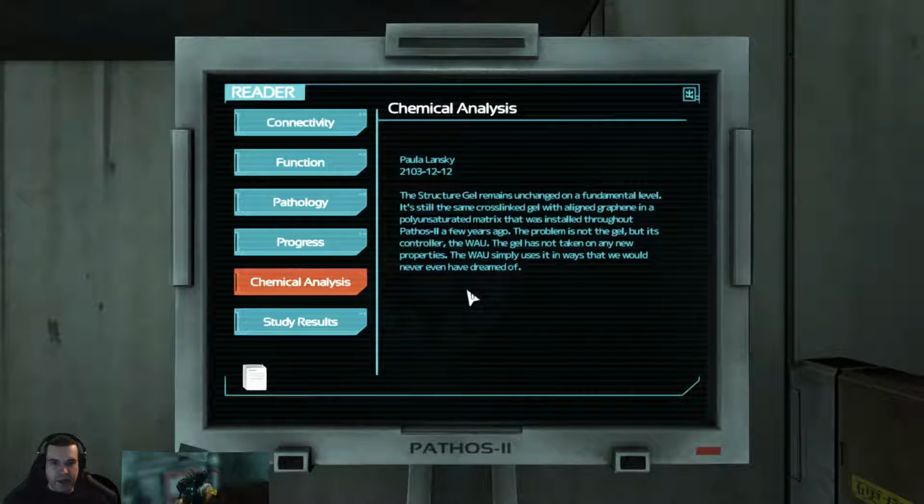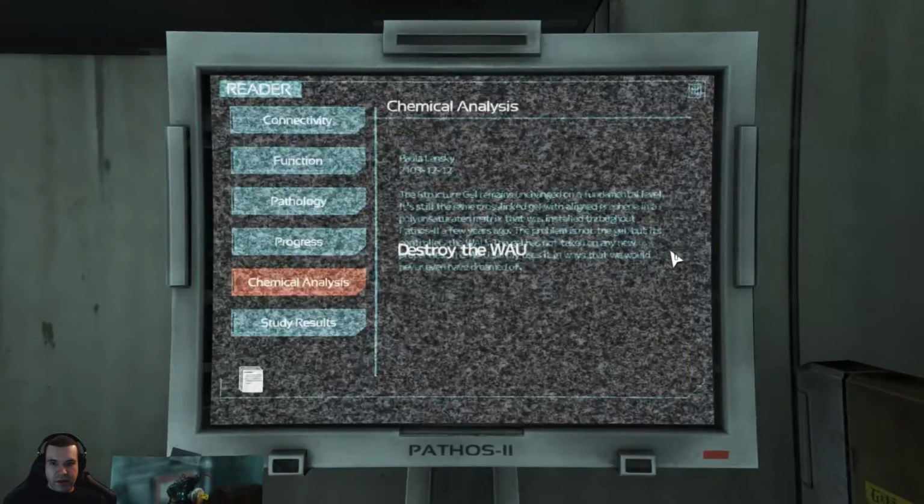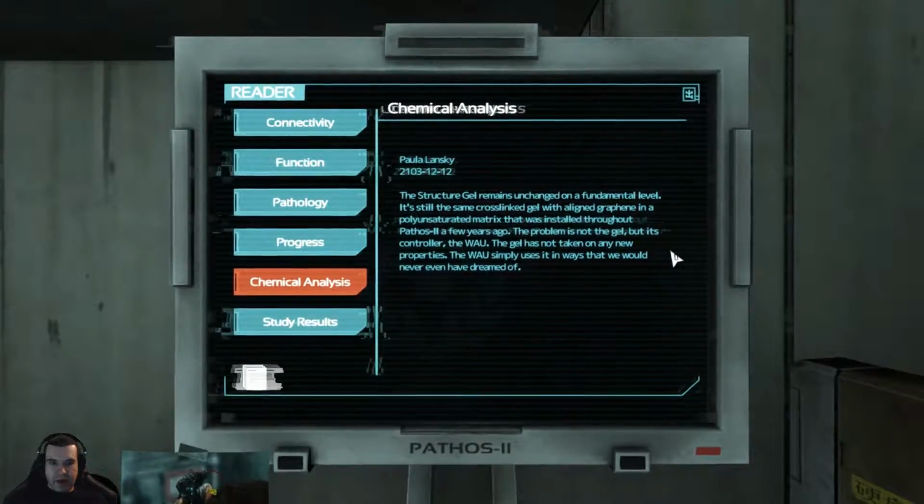Paula Langsky, 2103-1212. The structure gel remains unchanged on a fundamental level. It's still the same cross-linked gel with aligned graphene in a polyunsaturated matrix that was installed throughout Pathos 2 a few years ago. The problem is not the gel, but its controller, the WoW. The gel has not taken on any new properties. The WoW simply uses it in ways that we would never even have dreamed of.